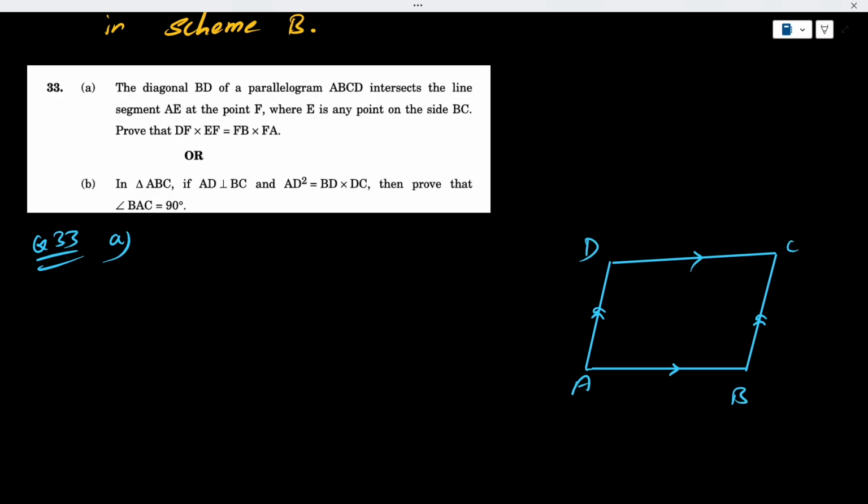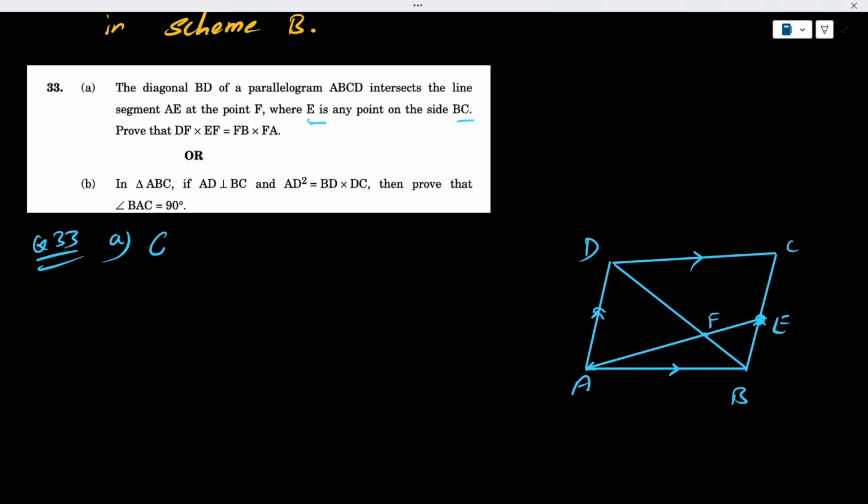Now BD is the diagonal. So first you will join B to D here, right? Whatever is given in the question, follow that instruction. So BD is there. It intersects line segment AE, and now here it's written E is on BC. So I can take a point on BC as E. So AE you have to draw, which intersects BD at F. This point is F, right?